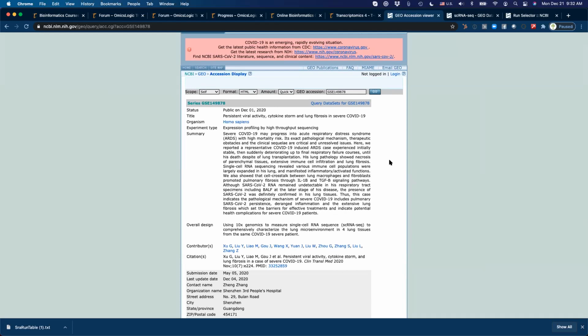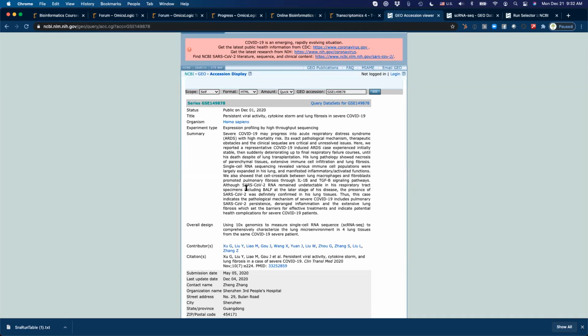His lung pathology showed necrosis of parenchymal tissues, extensive immune cell infiltration, and lung fibrosis. Single-cell RNA sequencing revealed various immune cell populations that were largely expanded in his lung and manifested inflammatory activated functions. We also showed that cell crosstalk between lung macrophages and fibroblasts promoted pulmonary fibrosis through IL-1B and TGF-B signaling pathways.